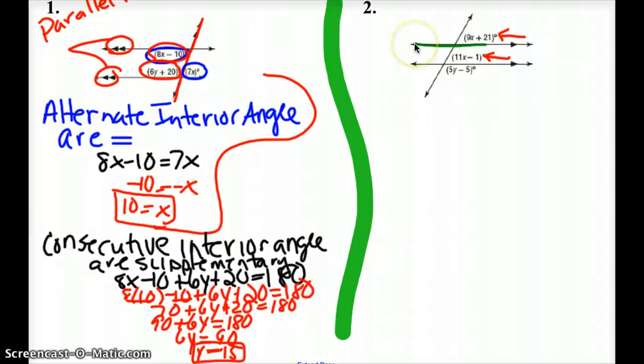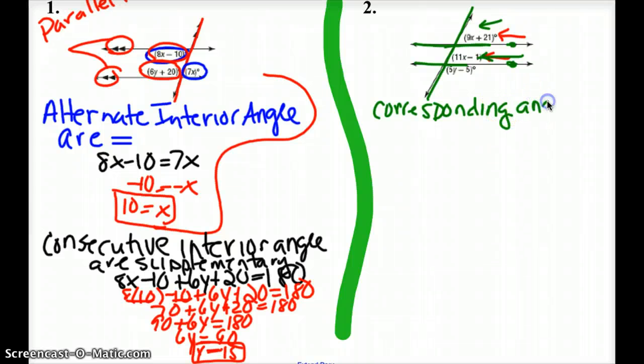Here are my two parallel lines. I see that because I see the arrows right here. That means the lines are parallel. There's my transversal. This one's sitting on the top right, and this one is sitting on the top right. So they are corresponding angles. Now what's the rule for corresponding angles? They are equal. So at that point I'm going to take my 9x plus 21 equals 11x minus 1.